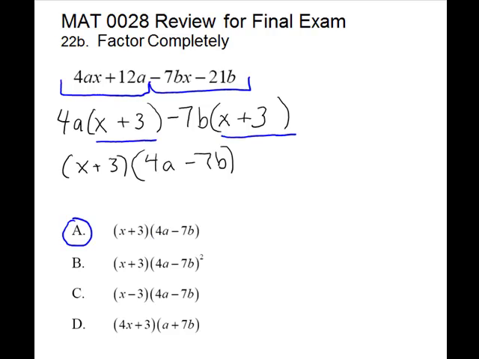Now that just happened. That's not the way it always goes. Choice B has an exponent of 2. You don't even have 2 copies of the 4a minus 7b, so that one makes no sense. The signs are wrong. In C, it has x minus 3, and the last one, there are more issues there. So A is the correct choice.